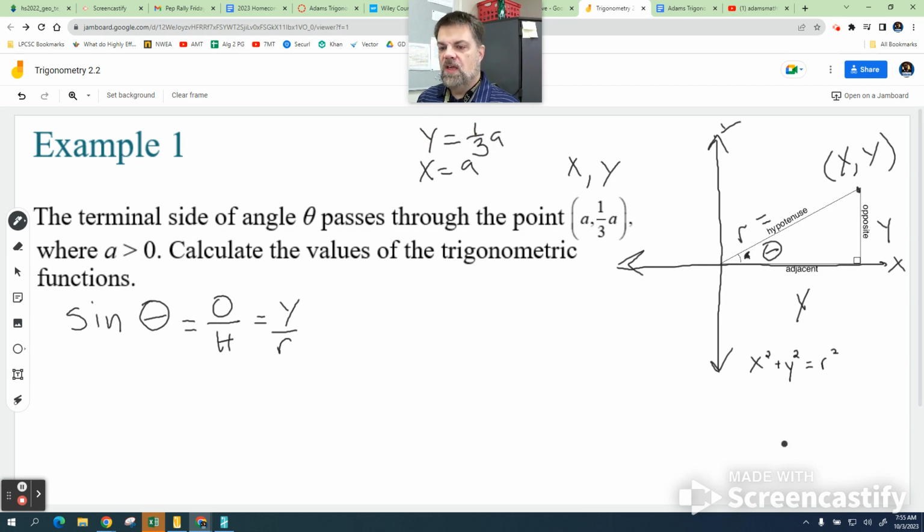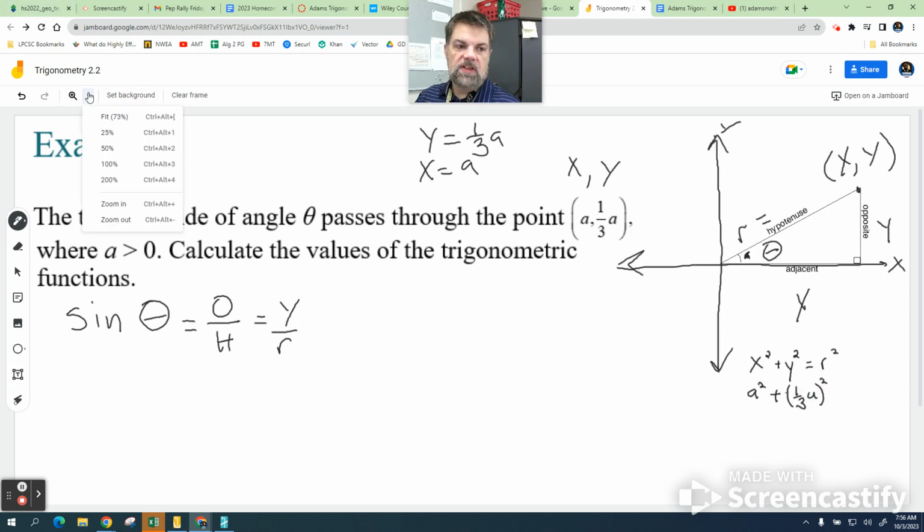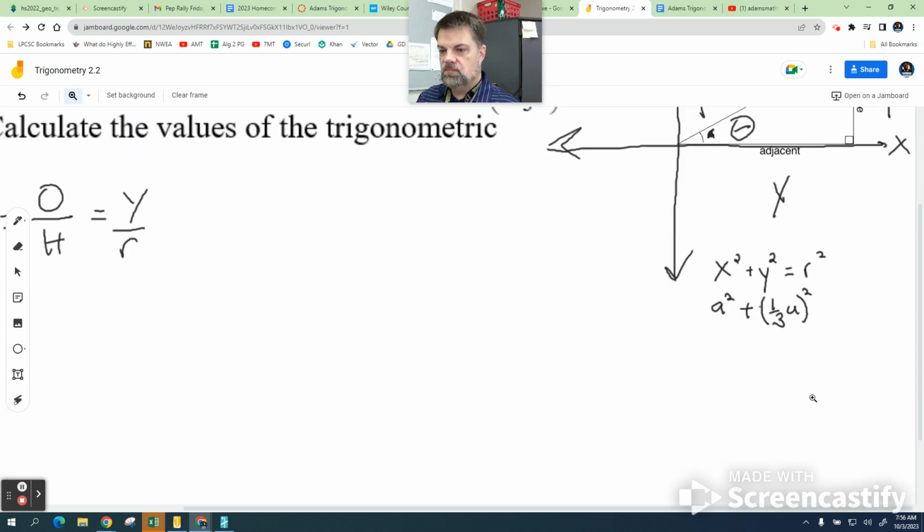Okay. So when I plug that in, I'm going to get a squared, right? I'm just plugging in an a wherever there's an x, plus (1/3 a) squared. And I'm going to zoom in a little tighter here so that way I can write small and we'll have space. That equals r squared. Remember, r squared is what we're solving. So a squared is just a squared.